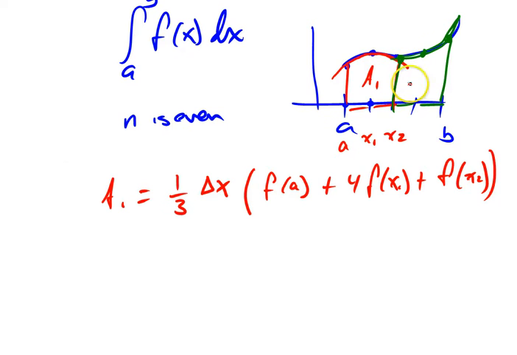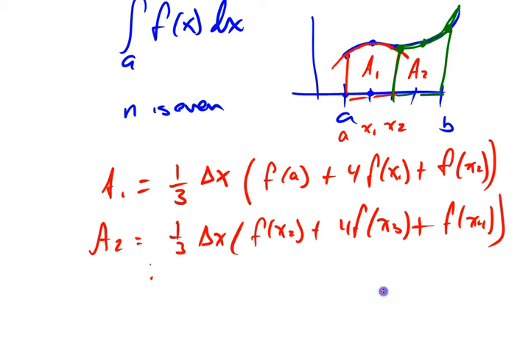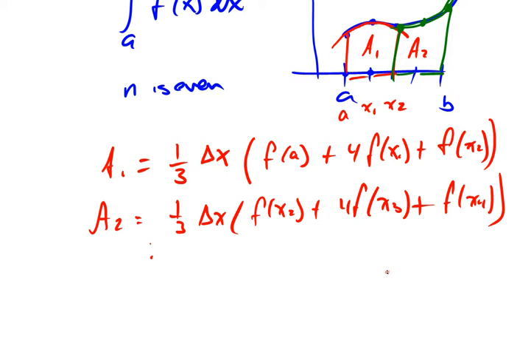Then you move over to the next one, a2, and a2 is going to equal 1/3 delta x times, well, it's essentially the same formula, just moved over. So f of x2 plus 4 times f of x3 plus 1 times f of x4, right? And so on. You just keep doing that, and then you're going to add them all up. Notice that there's just a little bit of overlap, that this x2 is used here and it's used there.